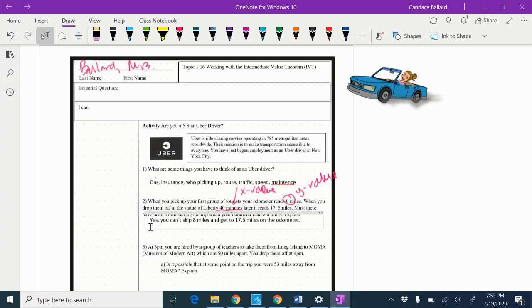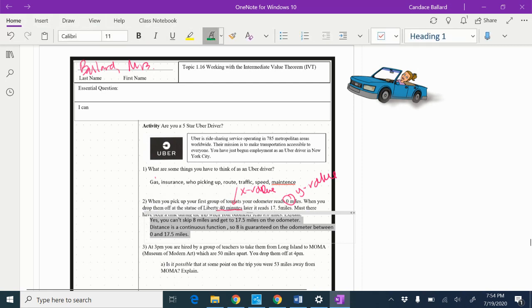Now, a little side note on that, okay? So this is something else. If you wrote that down already, this is something else you probably want to add to it. The distance is a continuous function. So 8 is guaranteed on the odometer between 0 and, let me try to write that, between 0 and 17.5 miles. I don't know if it'll let me change the color. Let's try. There we go.